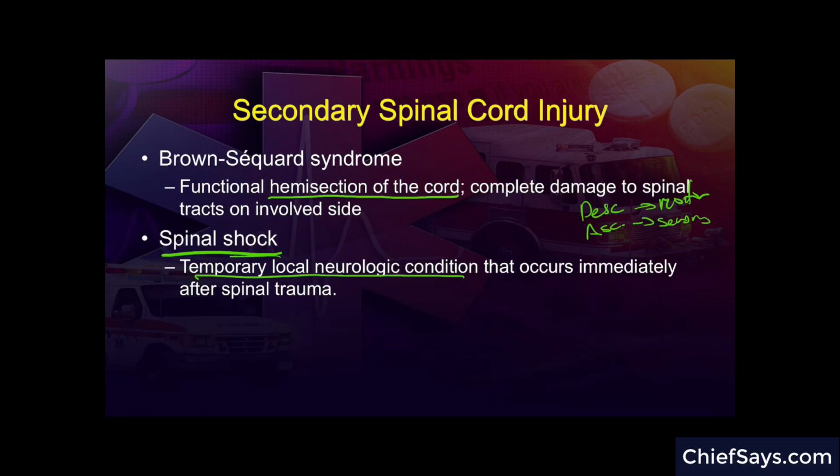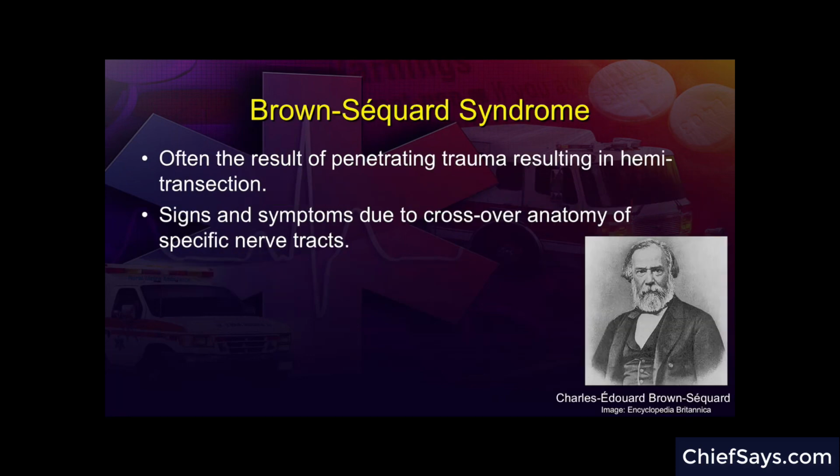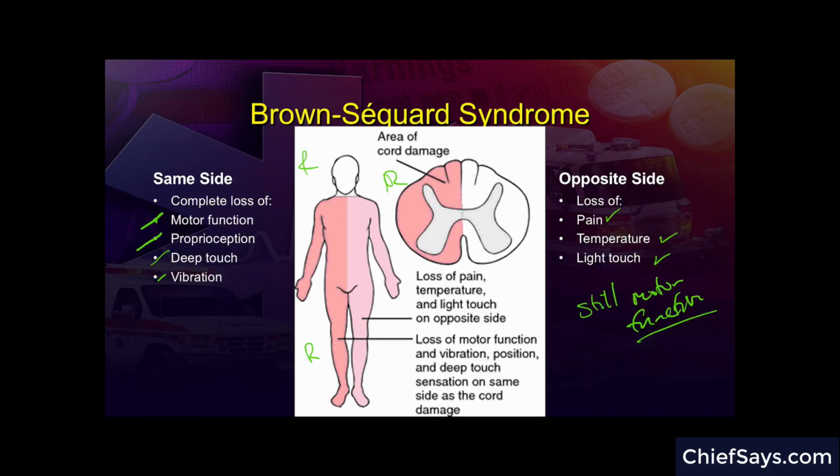And Brown-Séquard syndrome, which is the result of a hemisection in which one side of the cord has been impacted, often the result of penetrating trauma. Brown-Séquard syndrome, because of the crossover phenomenon, is going to produce different signs and symptoms on the same side as the opposite side of the injury.